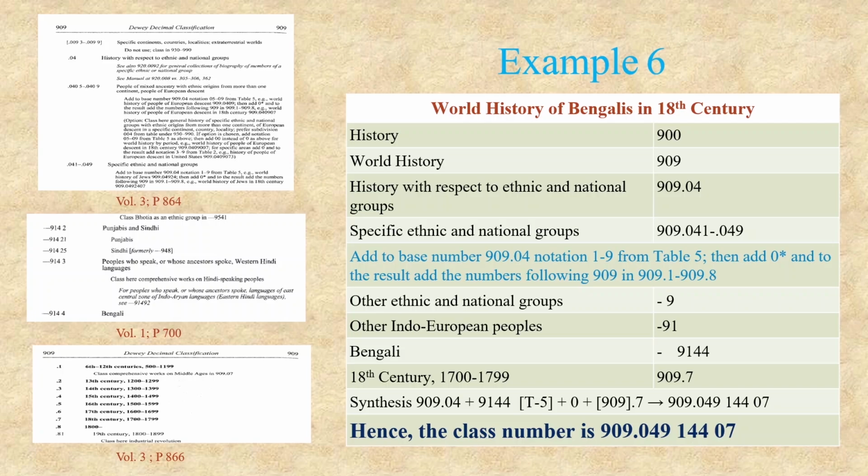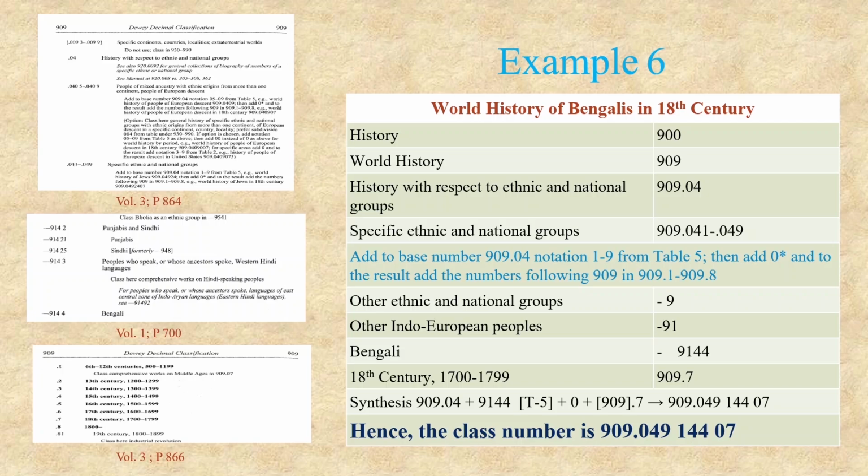So first we will identify the key elements. What will be the subject? The subject will be world history, that falls under 900. Then ethnic groups, that is Bengalis, just like Punjabis, Keralites, Tamils. So here the Bengalis are the ethnic group. Then time period, the period to which the history is related, that is the 18th century.